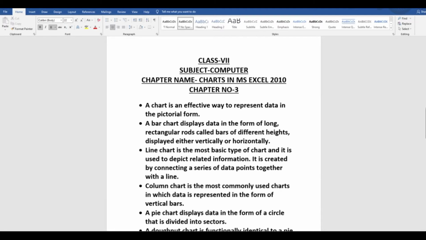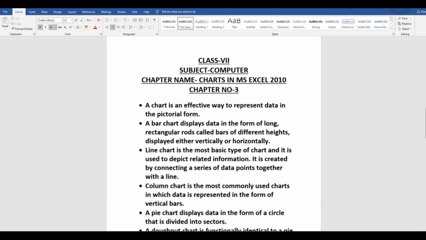Now, what is a bar chart? A bar chart displays data in the form of long rectangular rods called bars of different heights, displayed either vertically or horizontally. So comparisons between various data items can be made easily. In a bar chart, the categories are organized vertically and the values horizontally.